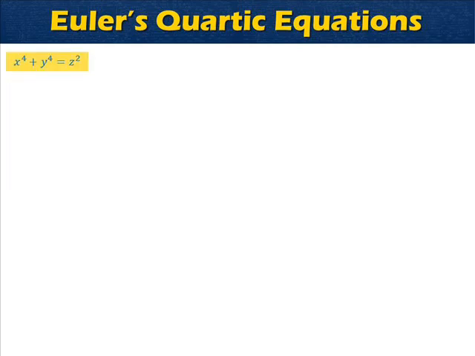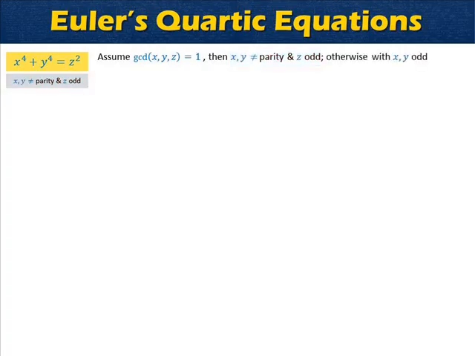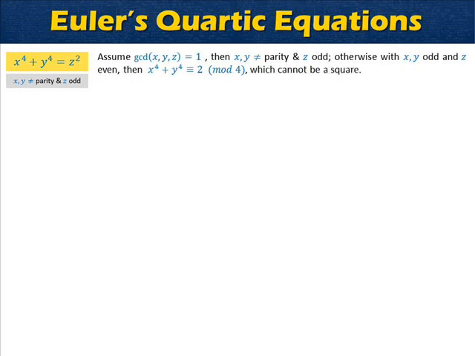We'll start with case 1, a sum of 2 fourth powers equals a square. Assume x, y, and z are coprime. Then x and y have opposite parity and z is odd. Otherwise, with x and y odd and z even, a sum of 2 fourth powers is congruent to 2 modulo 4, which cannot be a square.